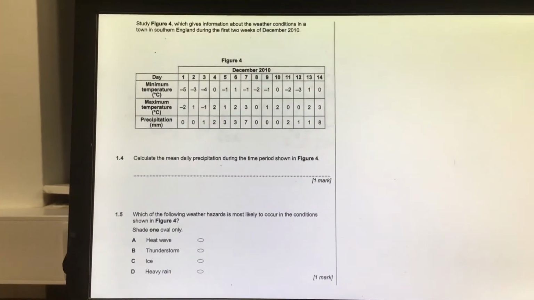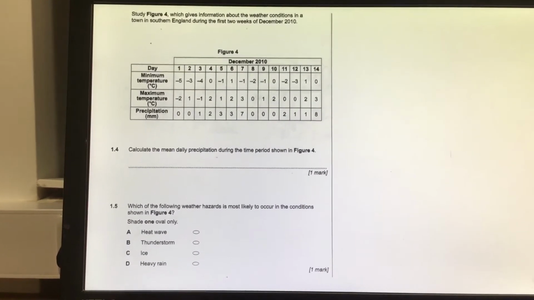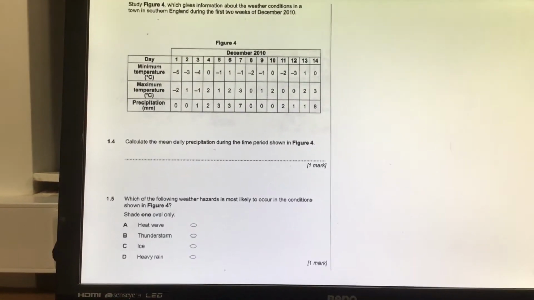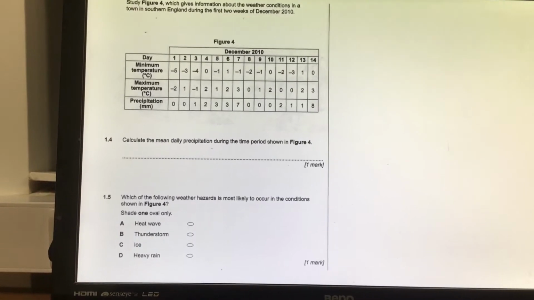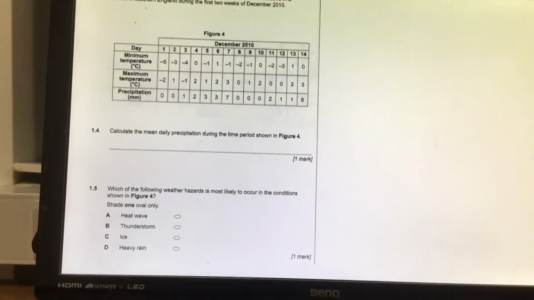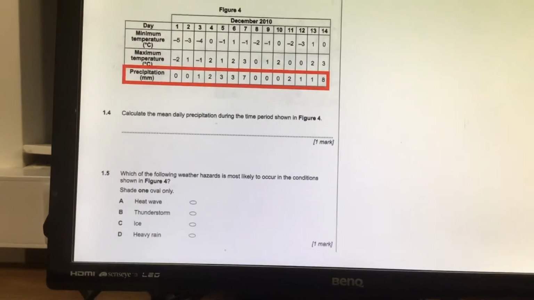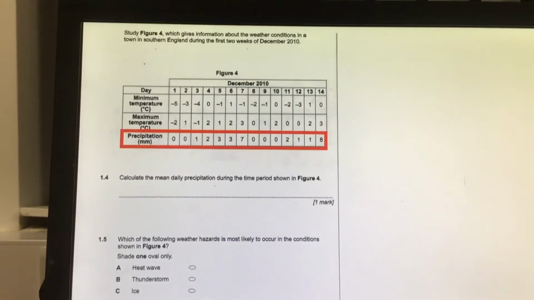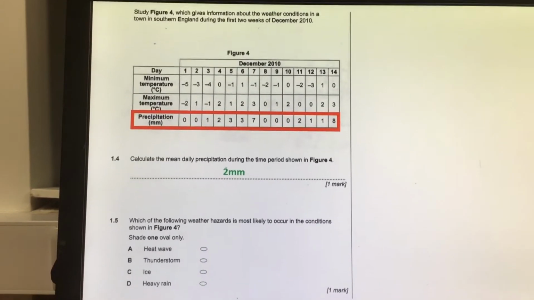Now moving on to question 1.4. It says study figure 4, which gives information about the weather conditions in a town in southern England during the first 2 weeks of December 2010. And you've got to calculate the mean daily precipitation during the time period shown in figure 4. So all you need to do, add up the numbers in the column for precipitation, divide it by 14, and that'll give you the answer of 2 millimetres.